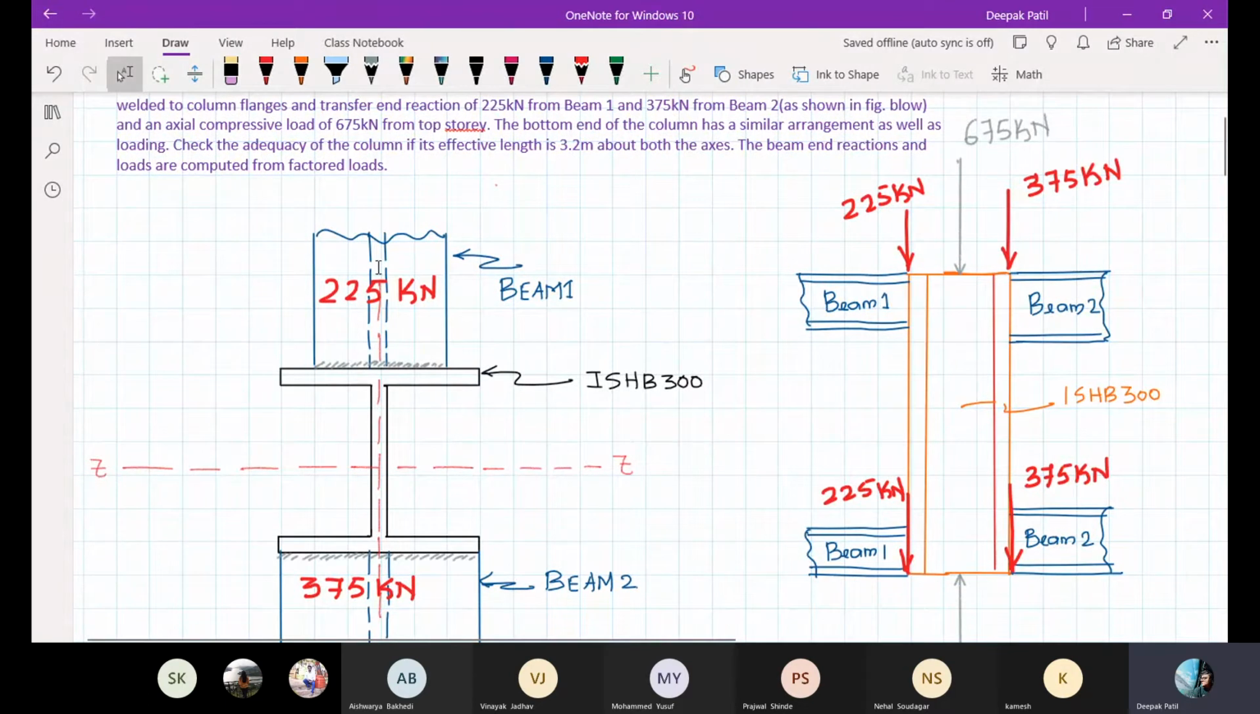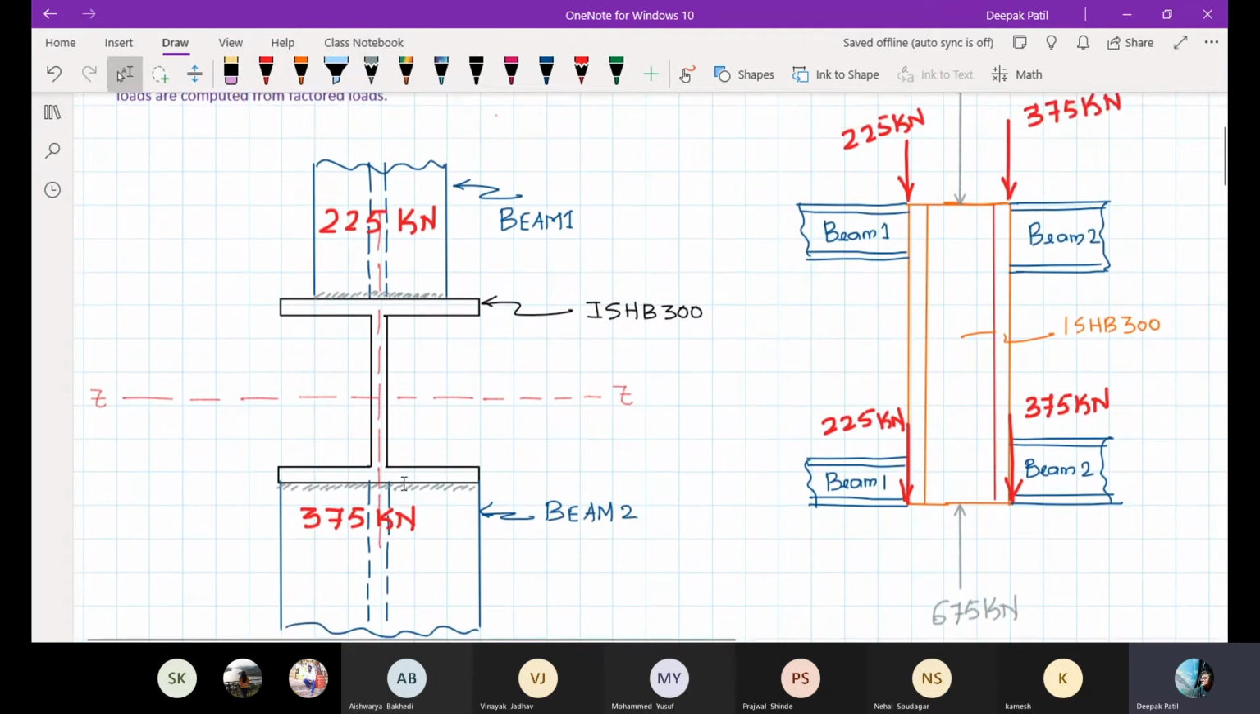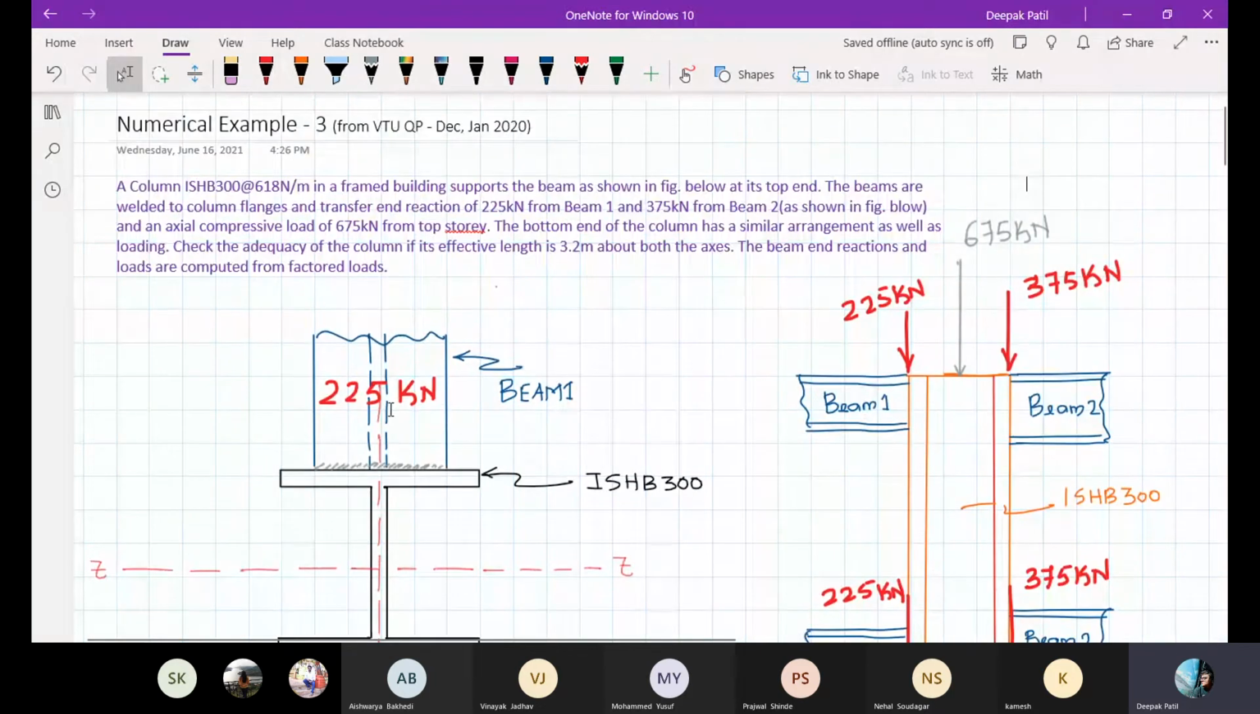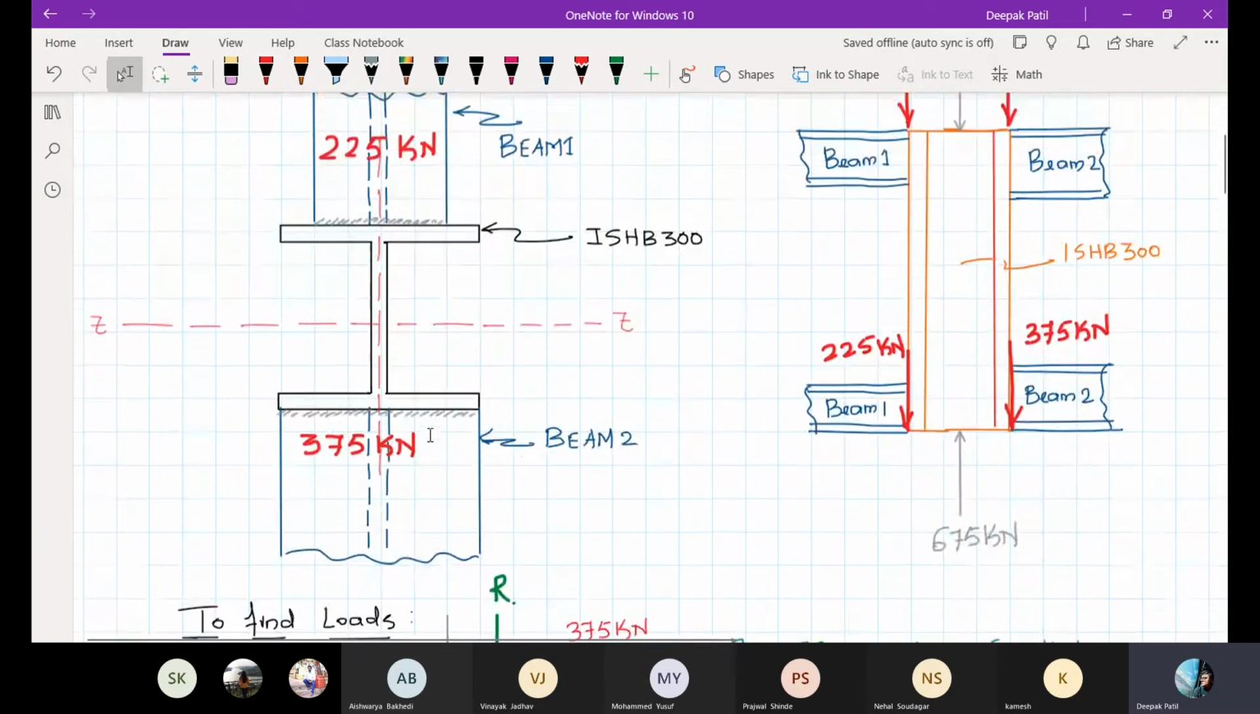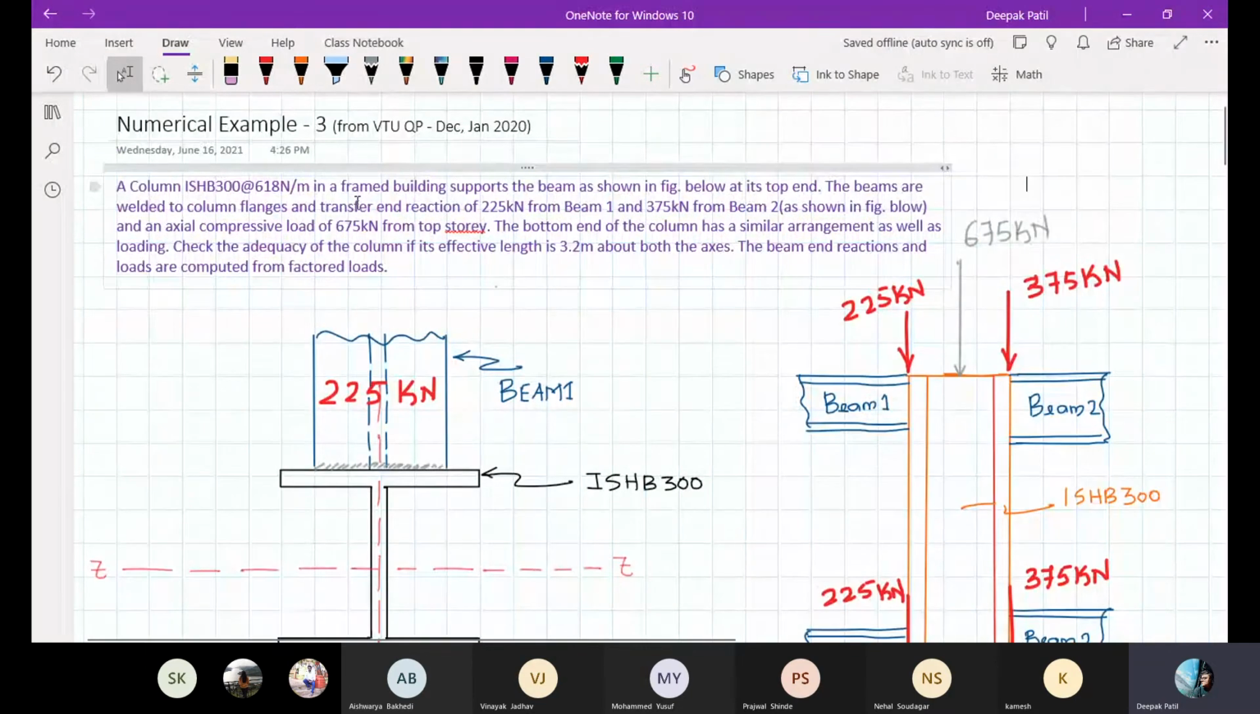To this column, two beams are getting connected. The first beam is beam 1 and the second beam they have called beam 2. The beams are welded to the column flanges and transfer an end reaction of 225 kilonewton from beam 1, and from beam 2, an end reaction of 375 kilonewton, as shown in the figure below.